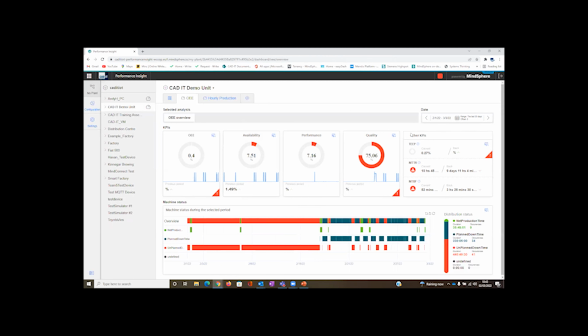The other metrics in this screen you'll notice on the right-hand side are TEEP, MTTR, and MTBF. These metrics have some differences to OEE in that TEEP effectively uses the overall calendar. It's not your planned production calendar. It's the overall time available for that machine to run. So it doesn't include planned downtime or when you actually plan to run the machine.